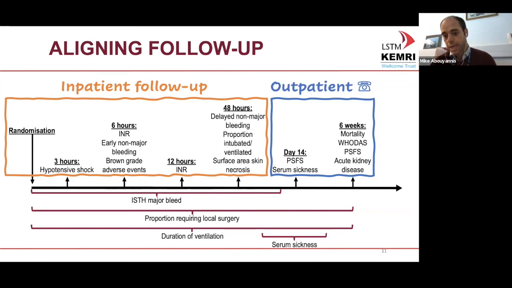There are two time points for outpatient follow-up at 2 weeks and 6 weeks, where disability is measured, mortality, and serum sickness. And of course, a lot of these events are things that occur during that follow-up time period. But the vast majority of these can be followed up by telephone. So face-to-face follow-up is not necessarily required for these core outcome measures.